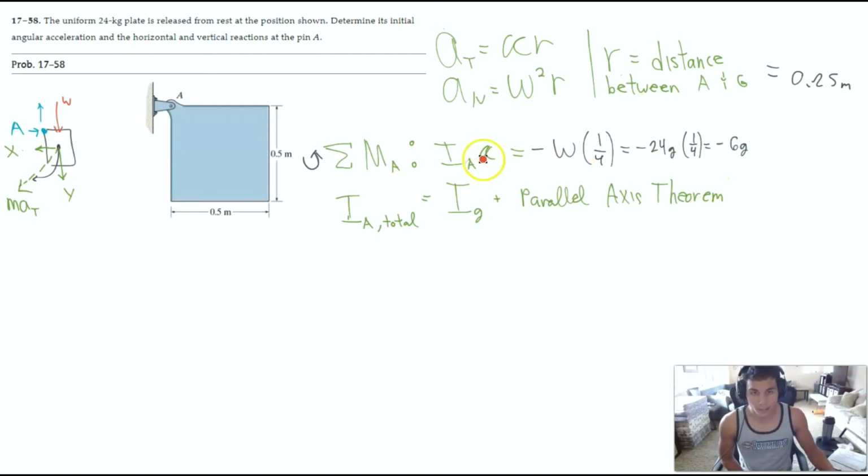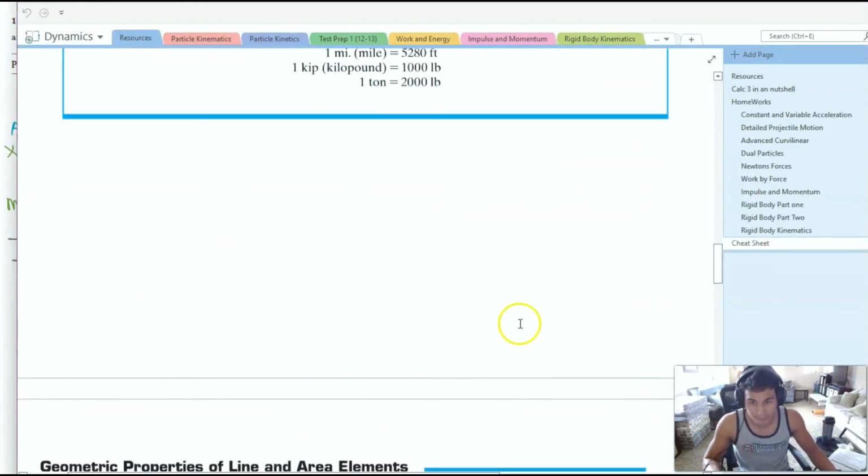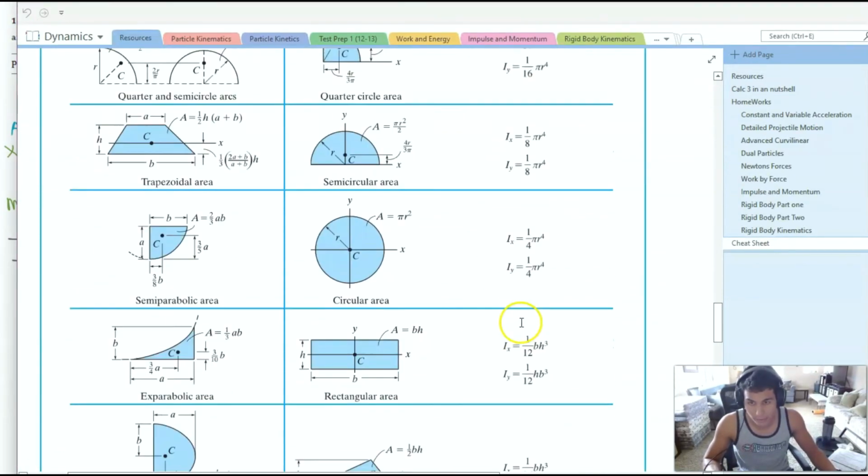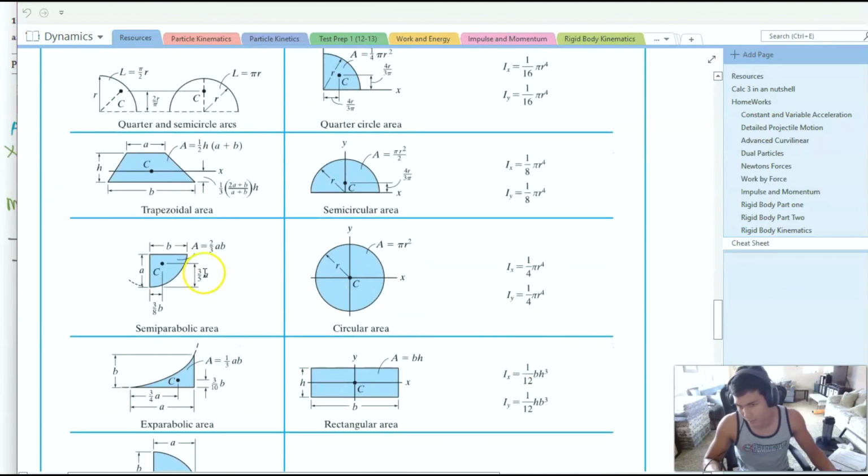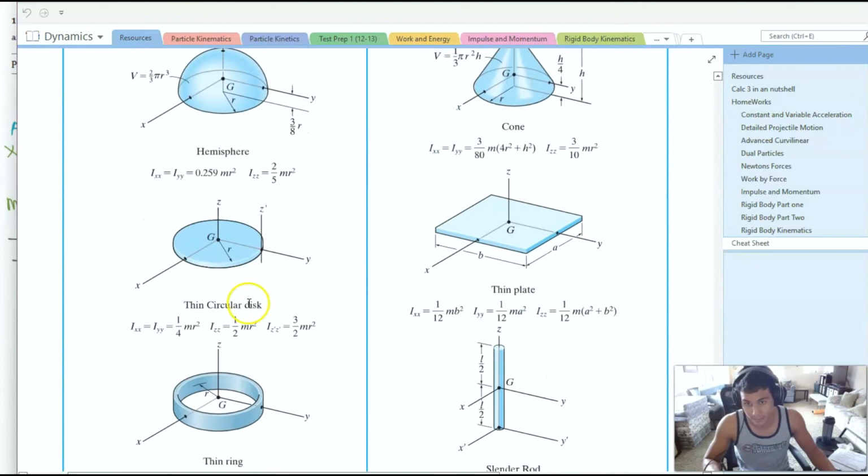Okay, so we want to find what IA is now, so then we can solve for alpha. So let's solve for IG. That's the moment of inertia with respect to the center of gravity, and then plus the parallel axis theorem. So if I pull this up, and we're going to go to a square. Okay, so the thin plate. That's what it is.